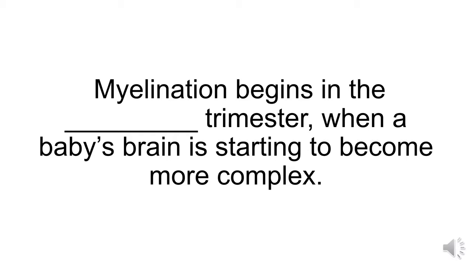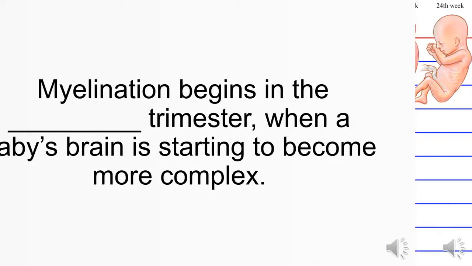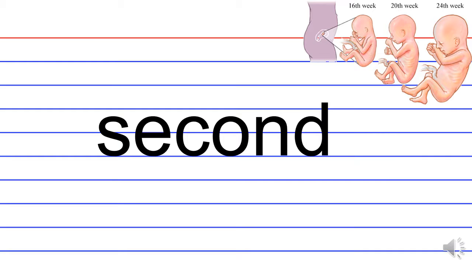Myelination begins in the blank trimester, when a baby's brain is starting to become more complex. So during what trimester does myelination of the neurons begin? That would be during the second trimester, between 16 and 24 weeks. Okay.